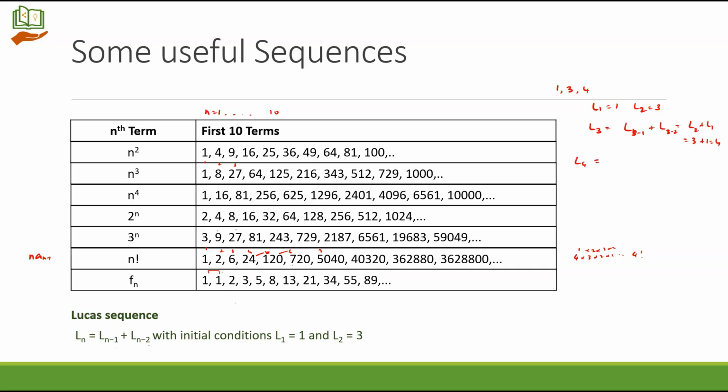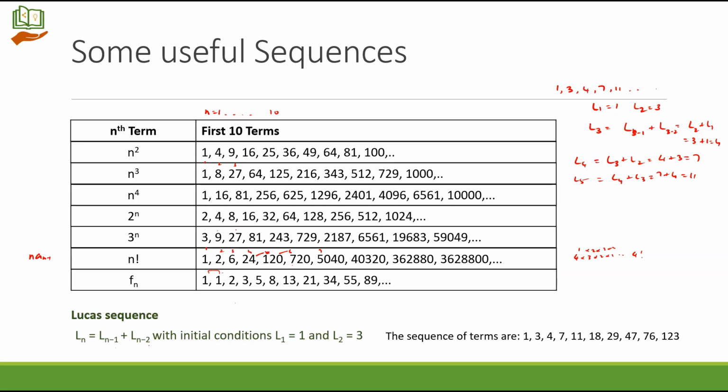Then go for L4. It is L3 plus L2. So 4 plus 3 which is equal to 7. Then we have L5, L4 plus L3. This will be 7 plus 4 which is equal to 11. The sequence of terms are 1, 3, 4, 7, 11, 18, 29, 47 and it goes on. They have given only the first 10 terms.